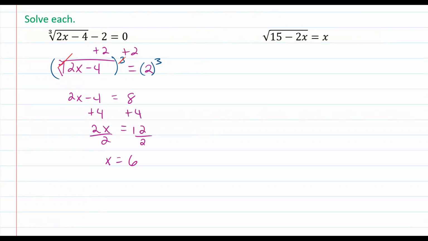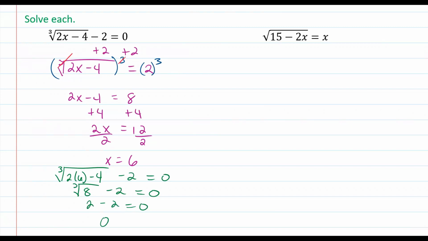So to do this, we're going to replace the variable x with 6 and simplify the left side. So we have the cube root of 2 times 6 minus 4, minus 2, is equal to 0. Well, 2 times 6 minus 4 is equal to 8. So we have the cube root of 8 minus 2 is equal to 0. The cube root of 8 is 2, so it's 2 minus 2, which gives you a difference of 0, is equal to 0 on the right side. So this actually does work. So 6 is your solution with no extraneous solutions.